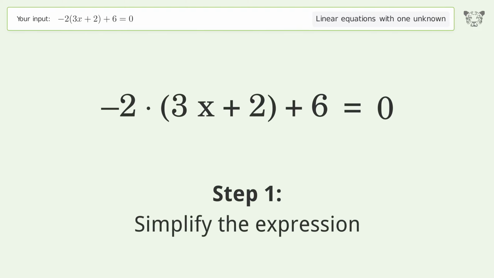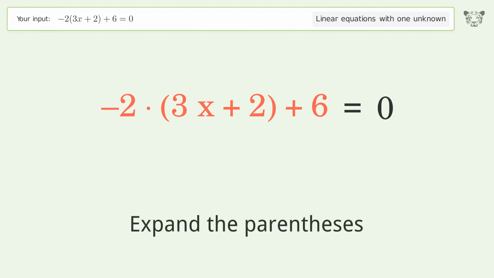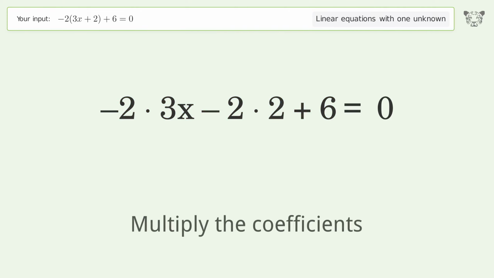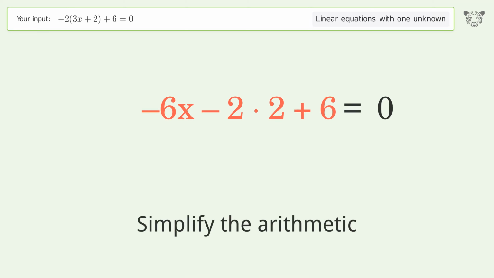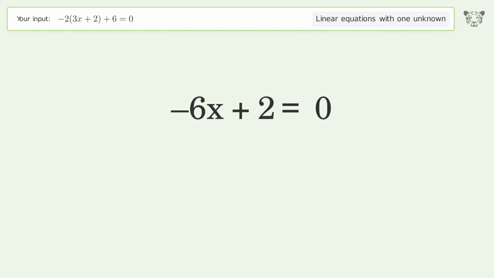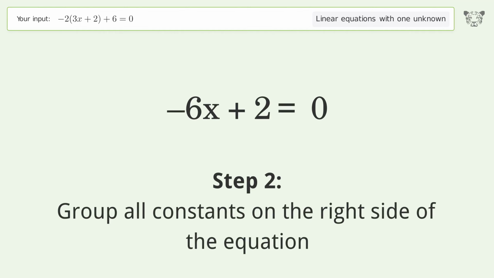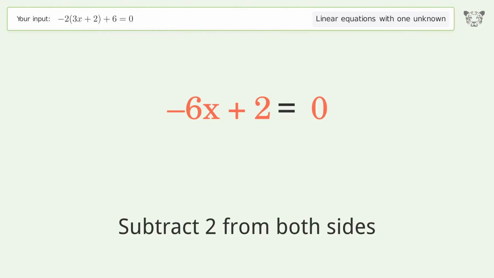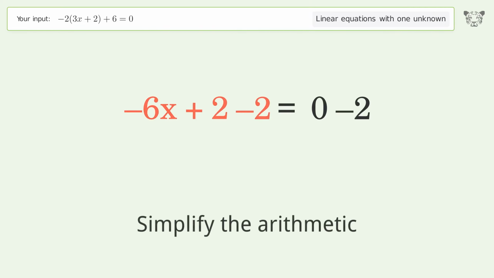Simplify the expression. Expand the parentheses. Multiply the coefficients. Simplify the arithmetic. Group all constants on the right side of the equation. Subtract 2 from both sides. Simplify the arithmetic.